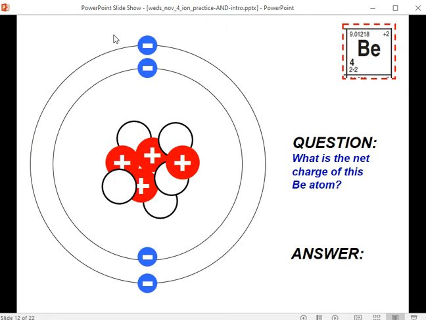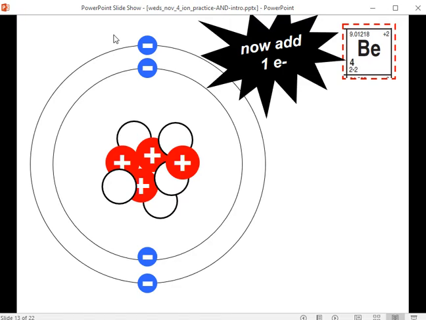Okay, so what is the net charge of this beryllium atom? Do you remember? What is the net charge, meaning the total charge, of this beryllium atom that you just saw a moment ago? You should remember it's 0 because an atom has a net charge of 0 because the protons equal the electrons. All right, now we're going to mess around with the number of electrons. So let's add 1 electron. See that? We added 1 electron.